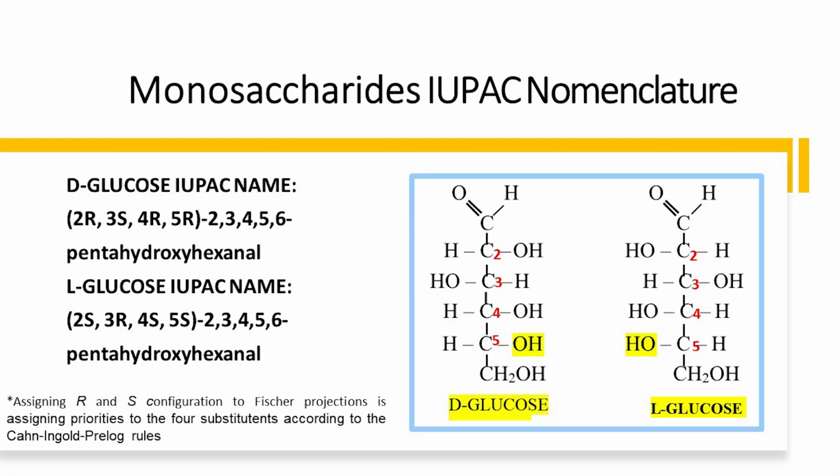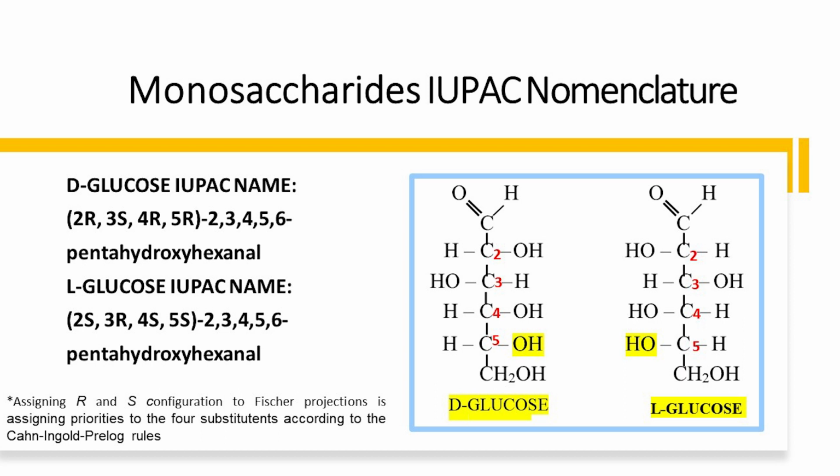D-glucose has 4 chiral carbon centers in C numbers 2, 3, 4, and 5. So 2R, 3S, 4R, and 5R, and has 5 hydroxyl groups in C numbers 2, 3, 4, 5, and 6, and has 6 carbon atoms. While L-glucose is a mirror image of D-glucose. Therefore, its name is 2S, 3R, 4S, 5S, 2, 3, 4, 5, 6 pentahydroxyhexanal.